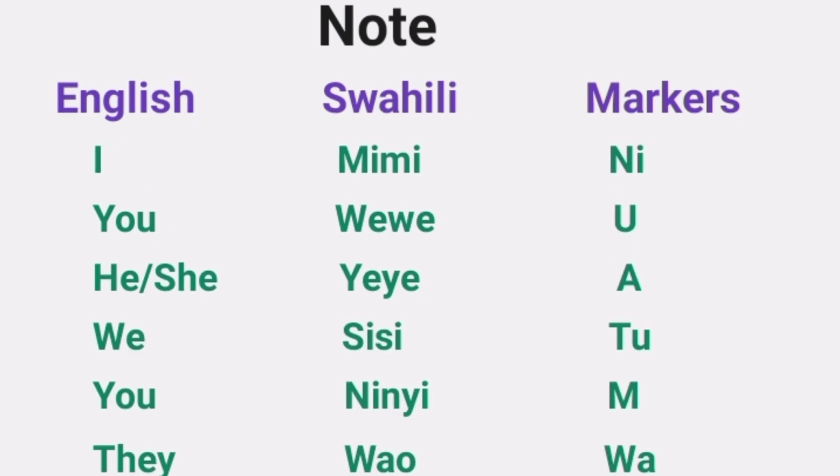Here is how these markers or subject prefixes work. They are always placed at the beginning of the verb to indicate who is performing the action. You will get some practical examples of how they are used in the next few minutes. Meanwhile, let's dive into what a complete action is. A complete action is an action that starts and ends without interruption.